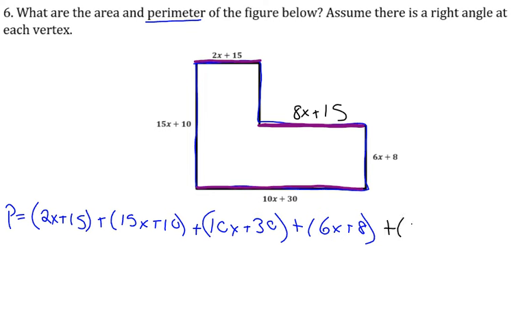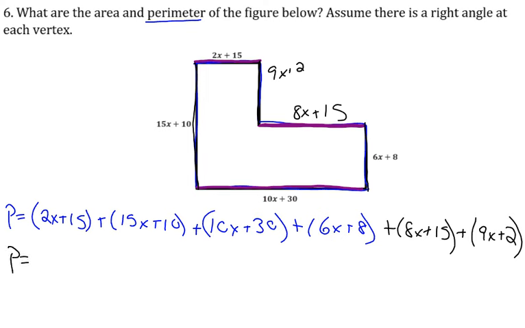So we get plus 8x plus 15, and then I also need to find how long that missing vertical side is. Well, the whole vertical length is 15x plus 10. I know this part is 6x plus 8, so I'm going to need a 9x plus 2. 9x plus 2 plus 6x plus 8 gives me that whole vertical length. So plus 9x plus 2. And now we get to combine our like terms together here.